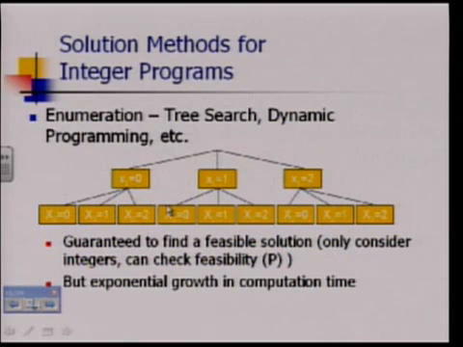If you have huge computational resources to spend on this, it guarantees to find a feasible solution in most of the cases. And also because you only consider integers, checking feasibility is relatively easy. However, to get the optimal solution, you essentially have to enumerate every feasible solution, which is considered to be exponential growth in computational time.